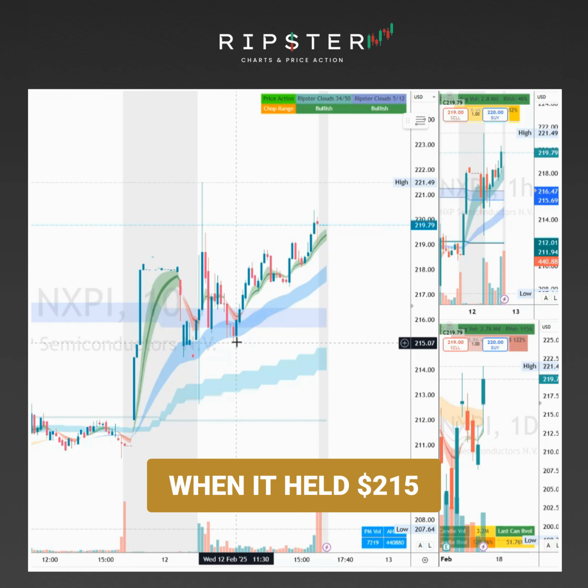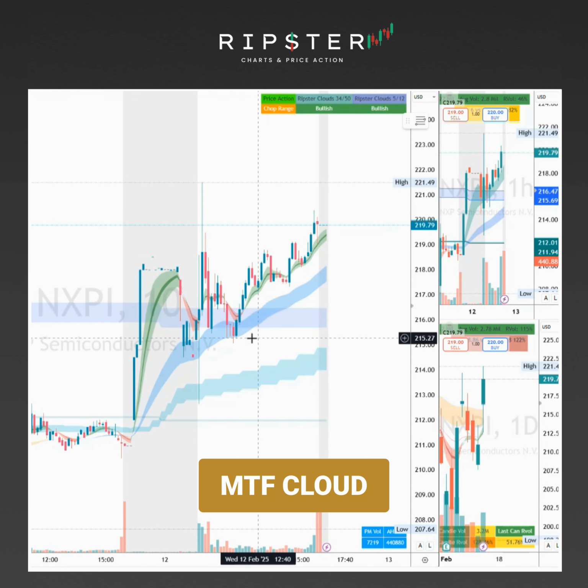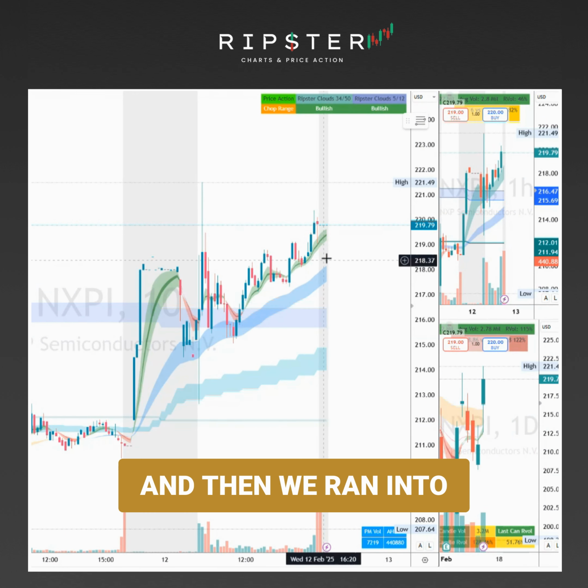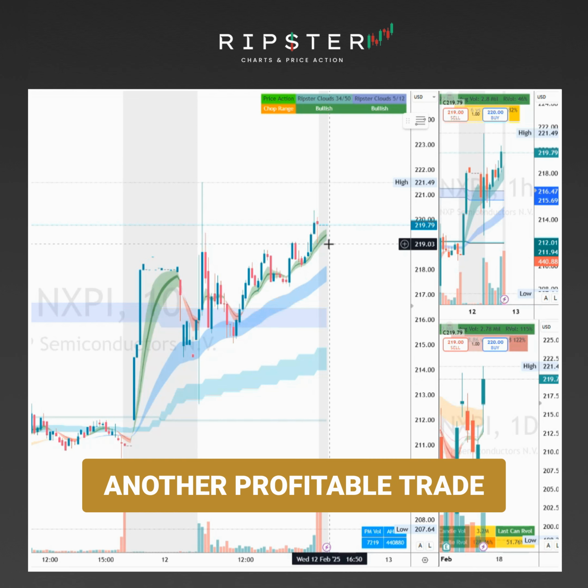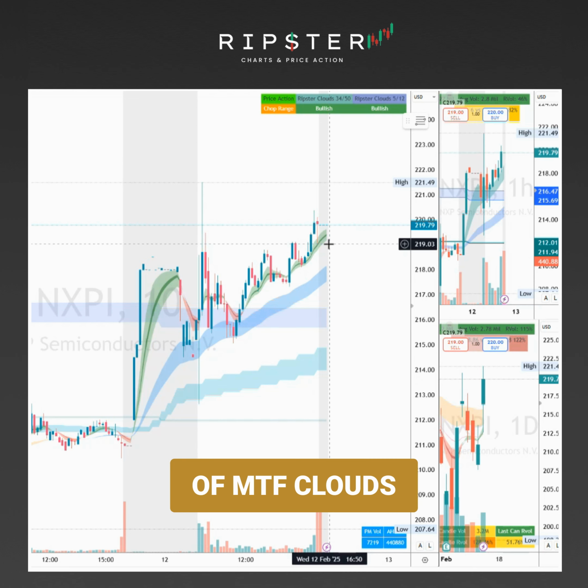And you see that it pulled back, but it held 215. Then it 512 curled and bounced from the MTF cloud. The long I gave was 215, and it continued, running into 219 and 220. Another profitable trade. Simple concept of MTF clouds used with Ripster clouds.